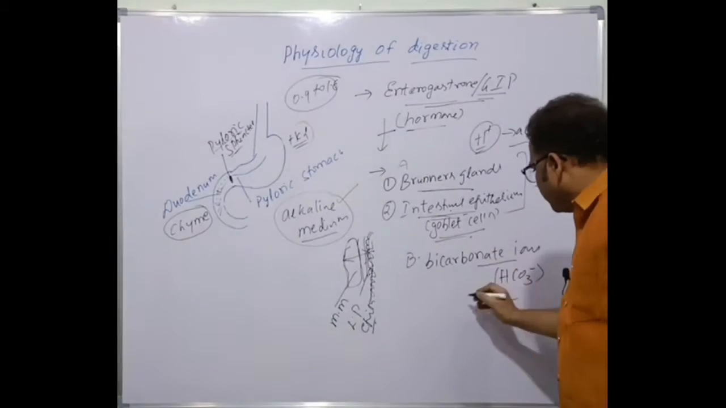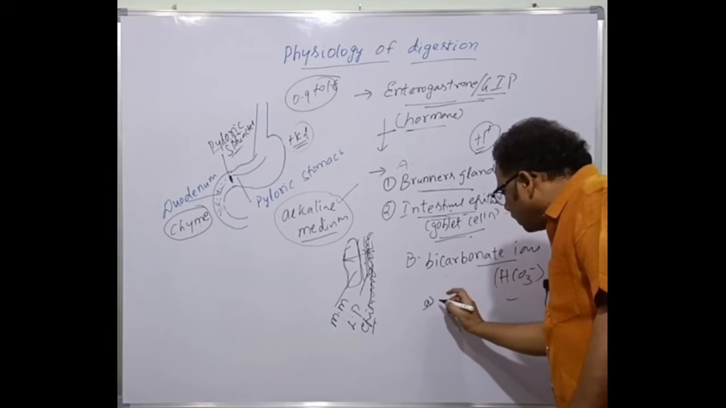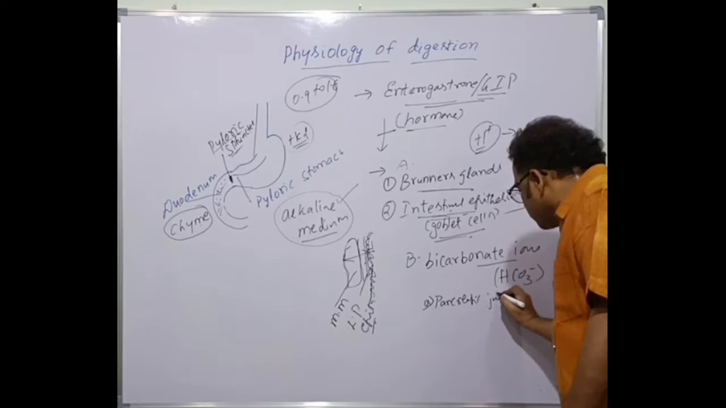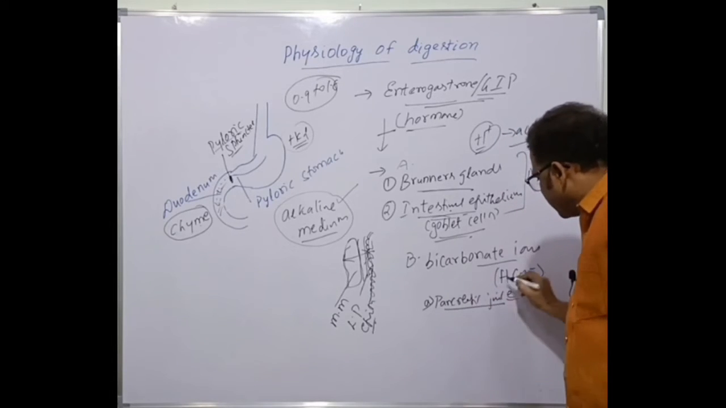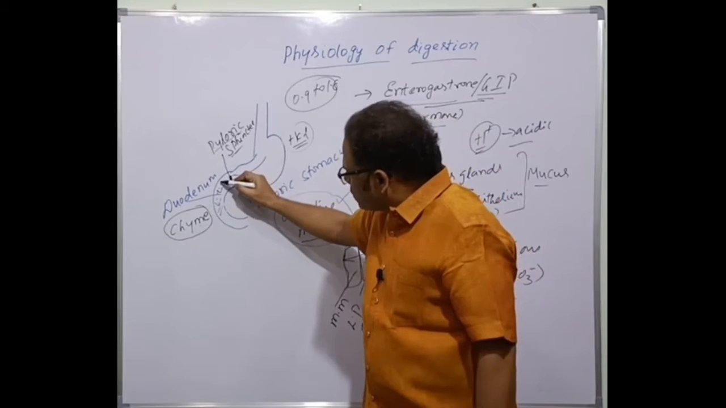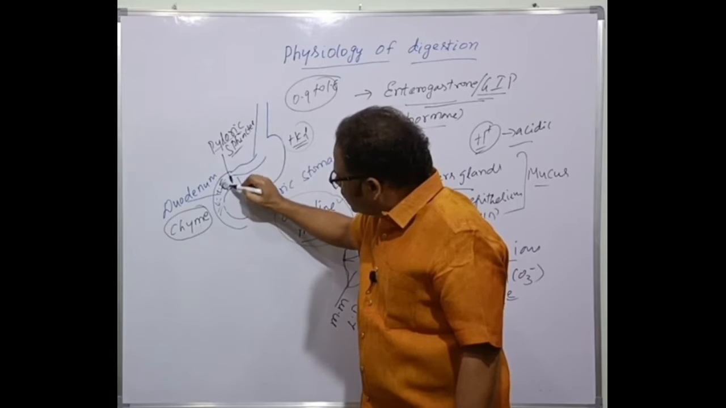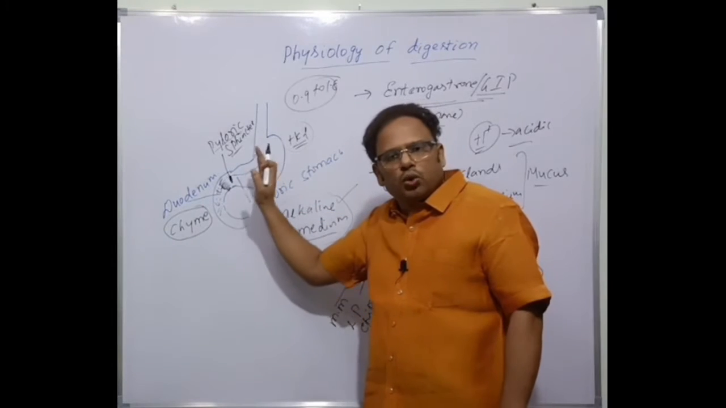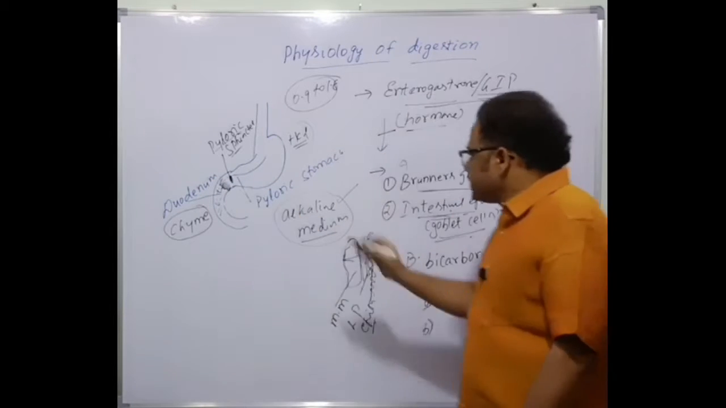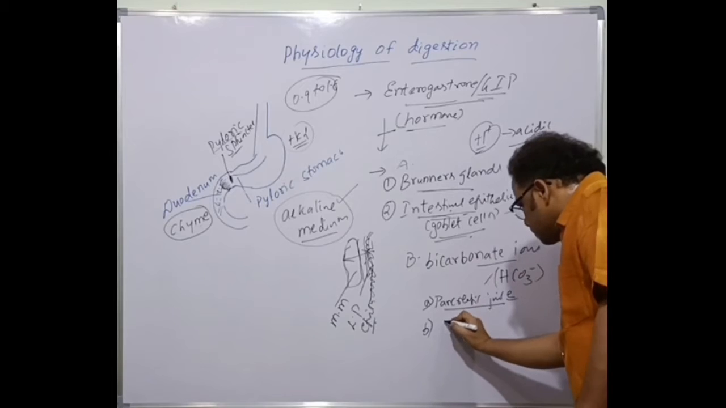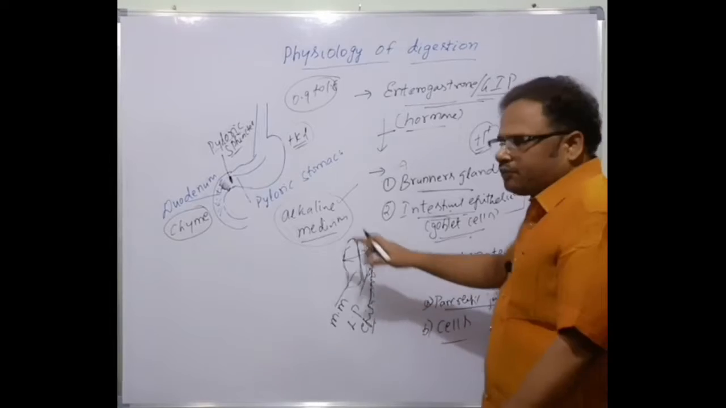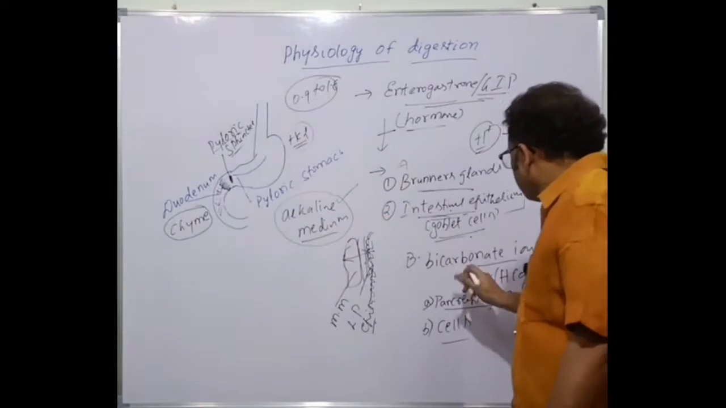That's why bicarbonate ions are released by two sources here. One is the pancreatic juice. The pancreatic juice is released into the duodenum, which contains the bicarbonate ions, and also some of the epithelial cells present in the anterior part of the duodenum release bicarbonate ions. So they are called bicarbonate-releasing cells present in the anterior part of the duodenum. They release the bicarbonate ions.